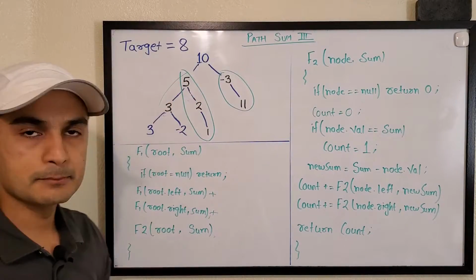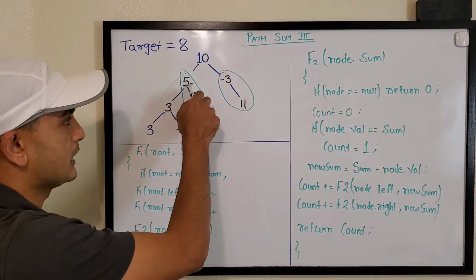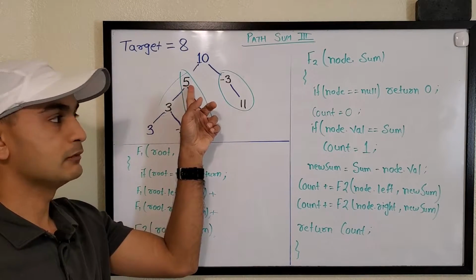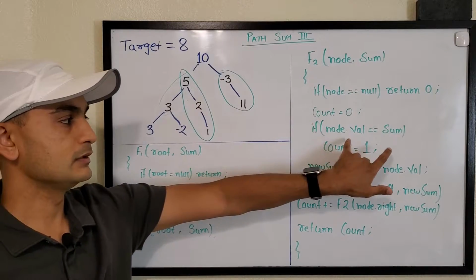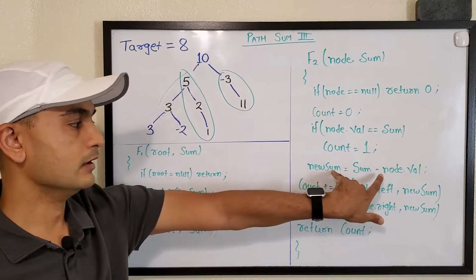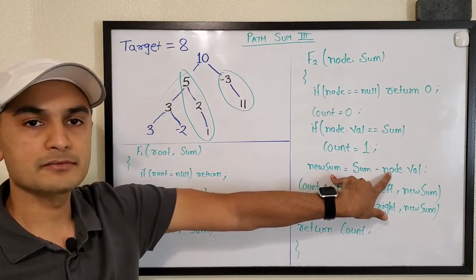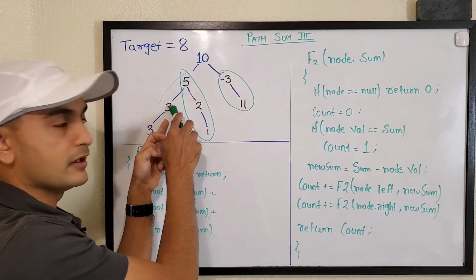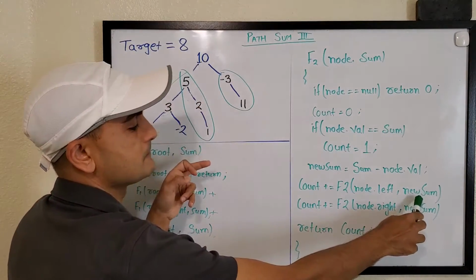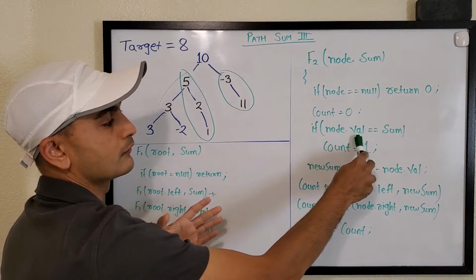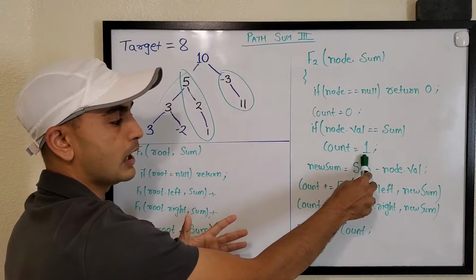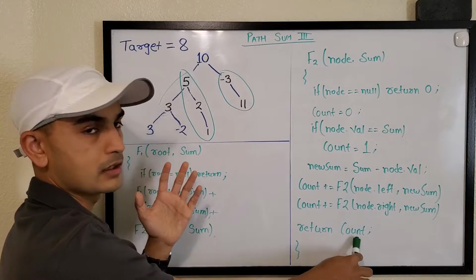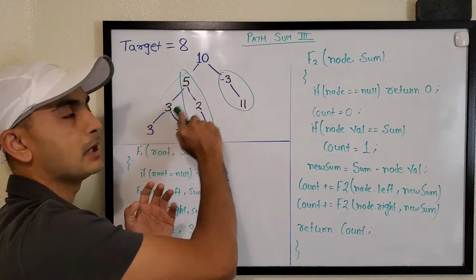So let's take an example. Let's say for this 5 we called f2 and our target is 8. So this 5 will come here, obviously 5 doesn't match 8, so we'll go here. Our new sum will be 8 minus 5, which is 3, and we call it on node.left with new sum 3. When it comes here, it says, okay, node.value is 3, count is equal to 1. It'll try for more children, but it won't find any, and it'll eventually return 1. So we'll find our one path.